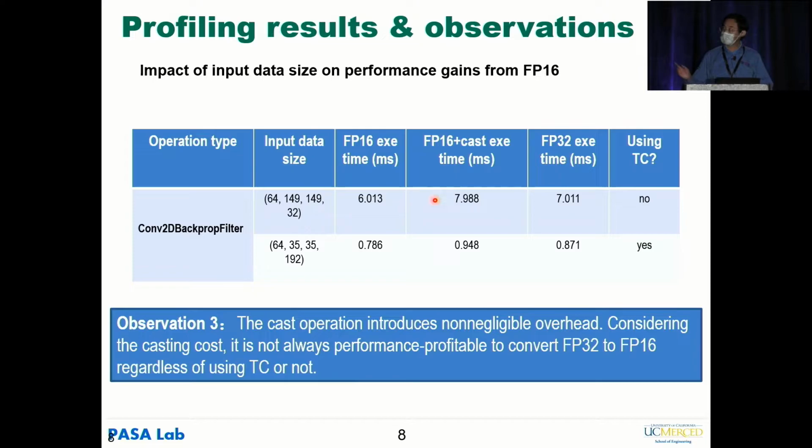So basically, the takeaway message is the casting operation introduces non-negligible overhead. So considering the casting cost, sometimes you just cannot get a performance benefit. And the traditional assumption that the casting cost is always justifiable and we should always use low precision if possible is not true.